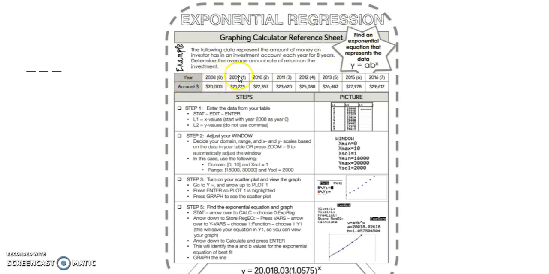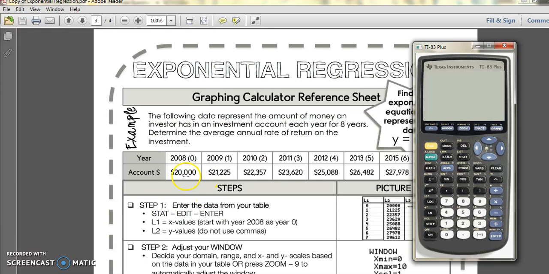We are going to go through this example right here to show you how to get an equation for y equals a times b to the x, an exponential equation for this data, and how to use the graphing calculator to do that. So we're going to go ahead and enter this data in our graphing calculator. Year is going to be in our list 1, and account amount is going to be in our list 2.